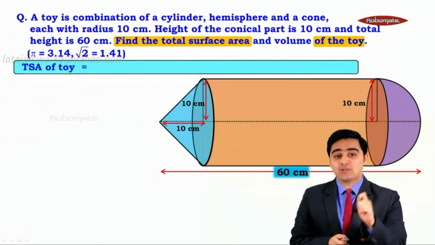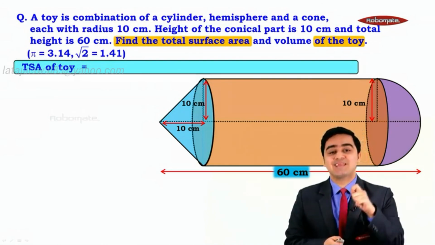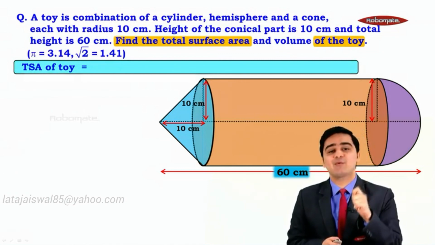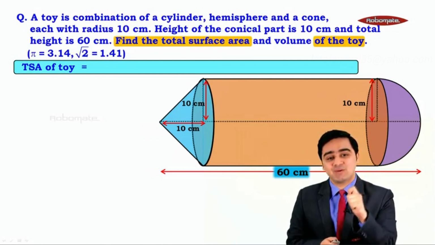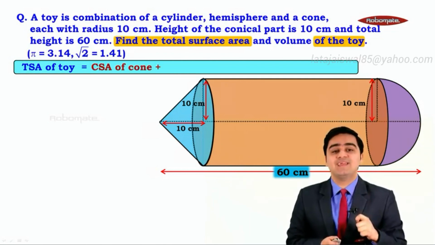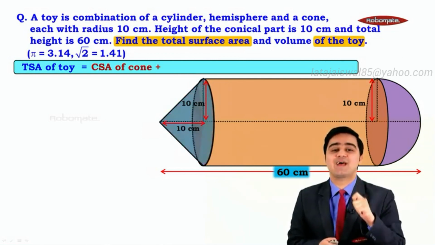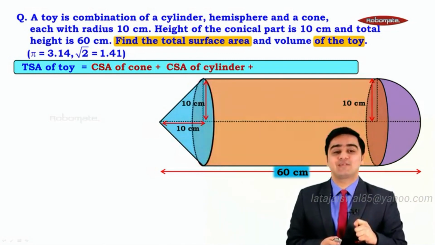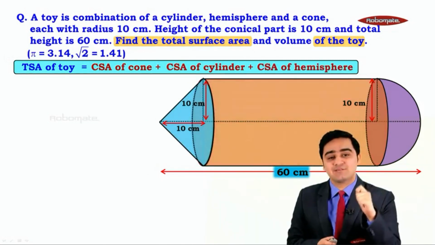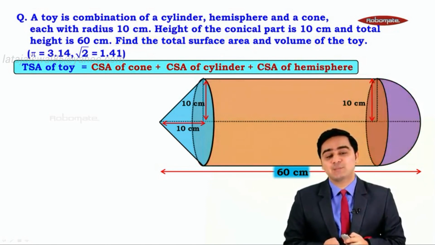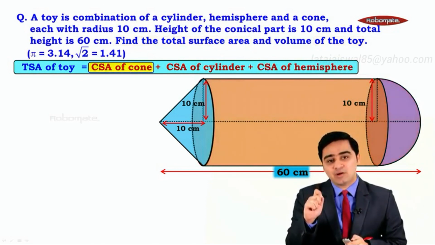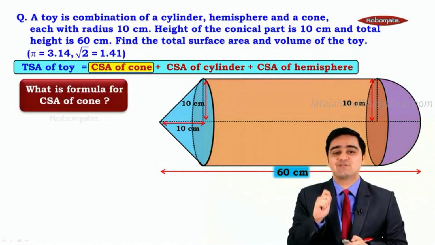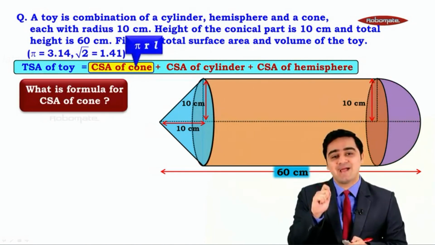We know that total surface area simply means addition of areas of those surfaces which are visible from outside. So we can say the total surface area of the toy is equal to the curved surface area of the cone plus the curved surface area of the cylinder plus the curved surface area of the hemisphere. Now, let us first focus on getting curved surface area of the cone. What is the formula to find curved surface area of the cone? Yes, it is pi RL.